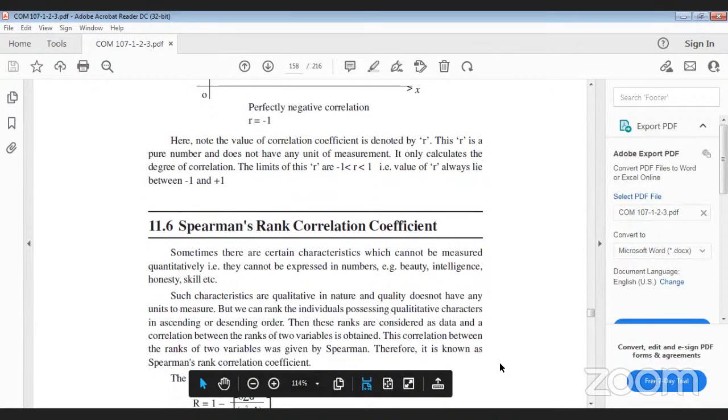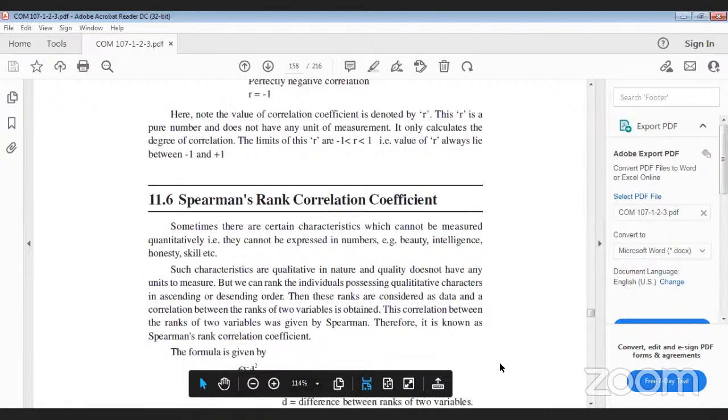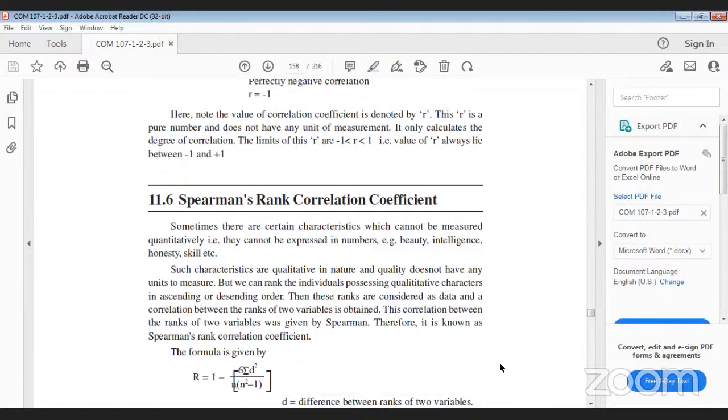They cannot be expressed in numbers: beauty, intelligence, honesty, etc. Such characteristics are qualitative in nature, and quality does not have any units of measurement. But we can rank the individuals possessing these qualities in ascending or descending order. Then these ranks are considered as the data, and the correlation between the ranks of the two variables is obtained.